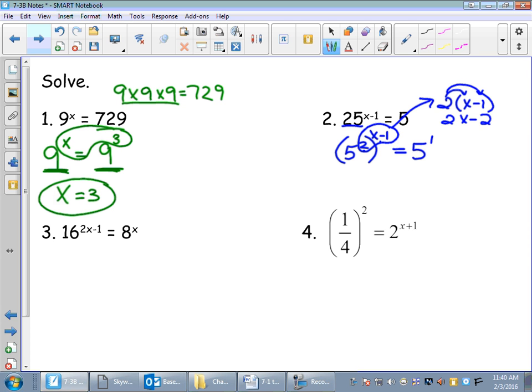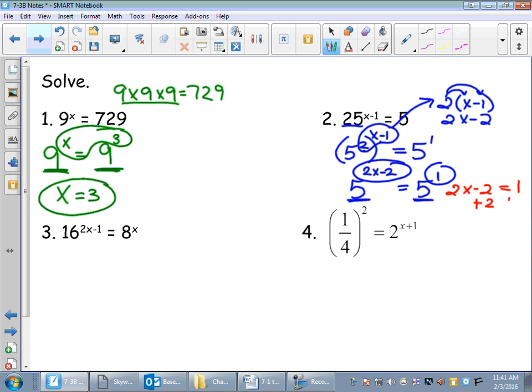So I'm going to rewrite the left-hand side of this equation as 5 to the 2x minus 2 power is equal to 5 to the first power. If this equals this, which they do, then that equals that. So the next part, I'm almost done. I can take those two exponents, 2x minus 2, set them equal to each other. 2x minus 2 equals 1, and solve for x.